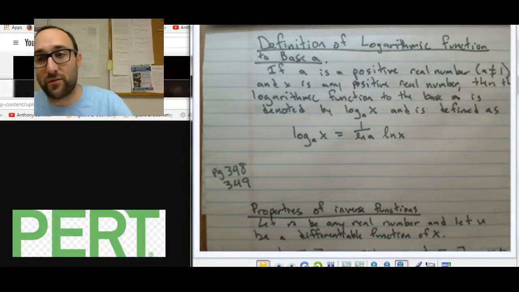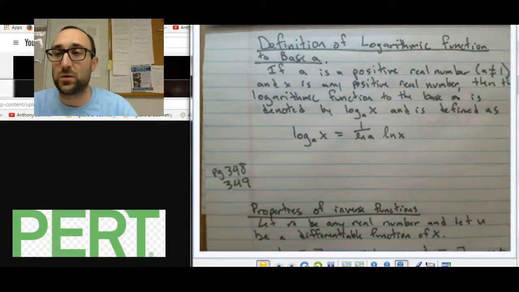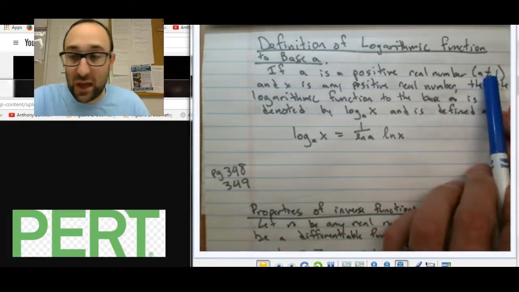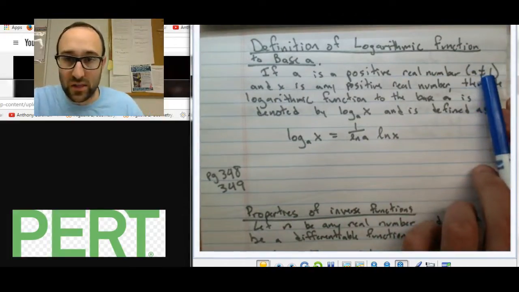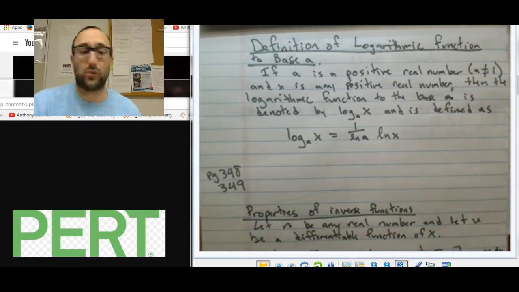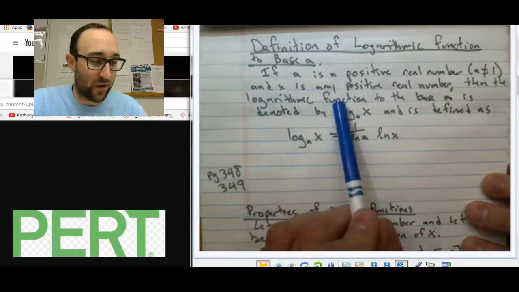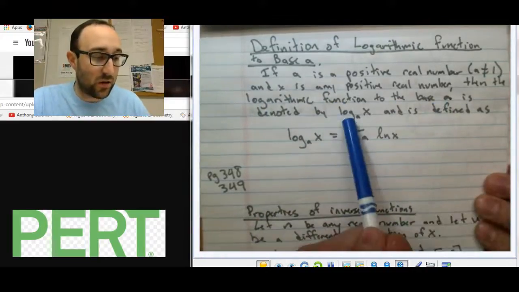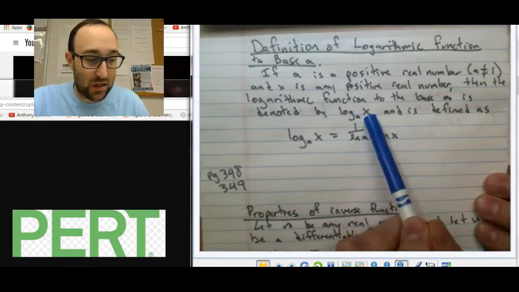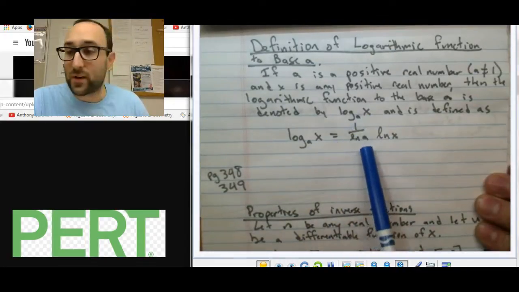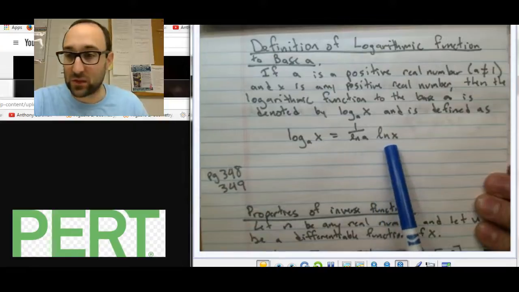Definition of log function to base a. So the last one we did was exponential function. Now we're doing log function. If a is a positive real number, again, a does not equal 1. You know why a doesn't equal 1, otherwise what the heck is the point, right? And x is any positive real number, then the logarithmic function to base a is denoted by log base a of x and is defined as log base a of x equals 1 over the natural log of a times the natural log of x.